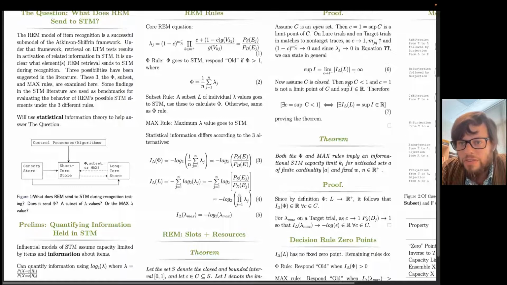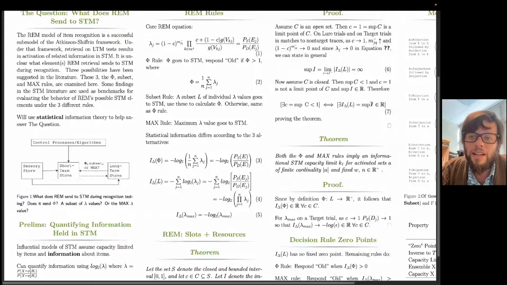Conversely, we assume C is closed, then by definition the supremum of C is less than 1, and it holds, and 1 is not a limit point of C, and that means the supremum of I is going to be in the reals. So that's all that this is saying: we just proved that these two things are equivalent. So if the maximum attainable copying value that a subject can possibly attain is less than perfect, then they are going to have a finite amount of information that they could possibly store, and vice versa. And we prove that equivalence by doing both the open and the closed set. So that's the first theorem.